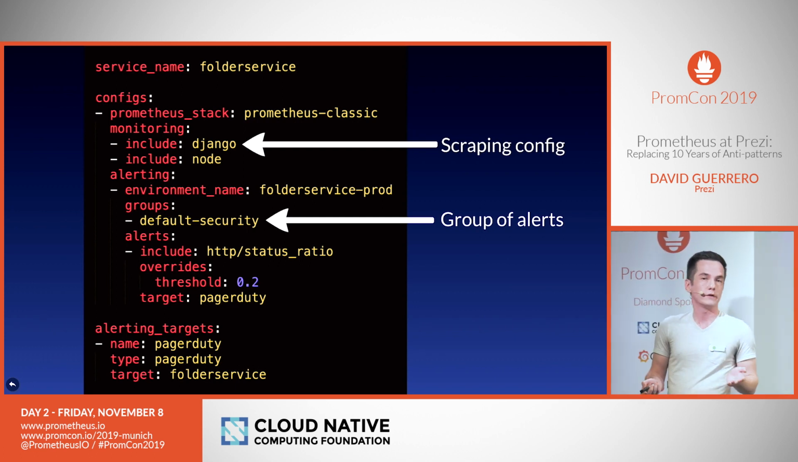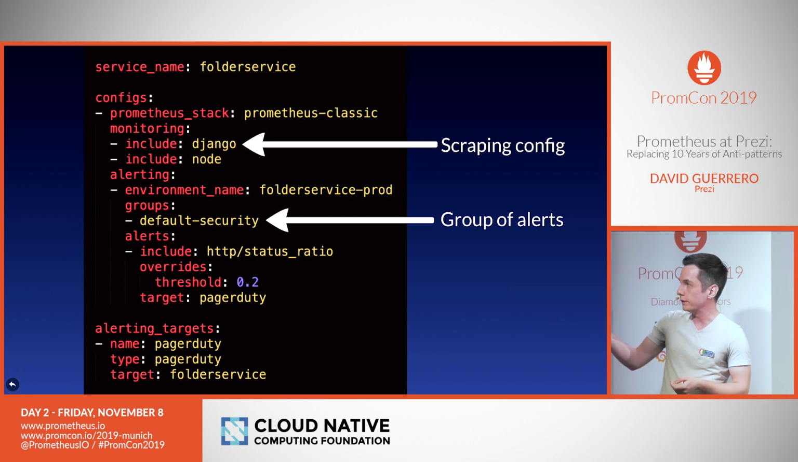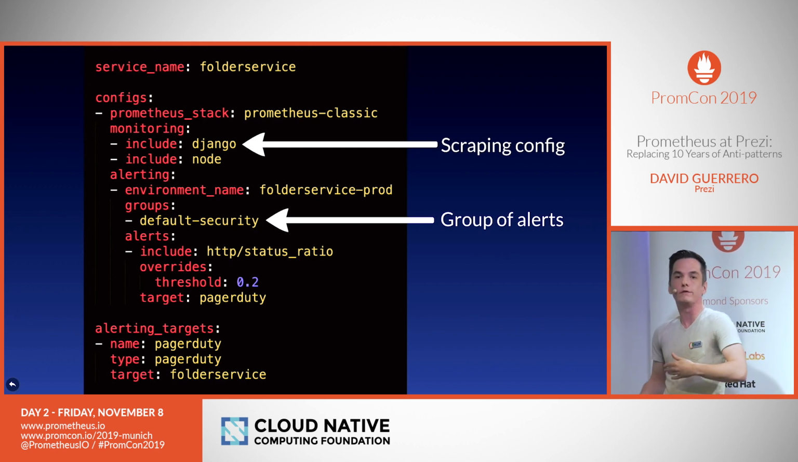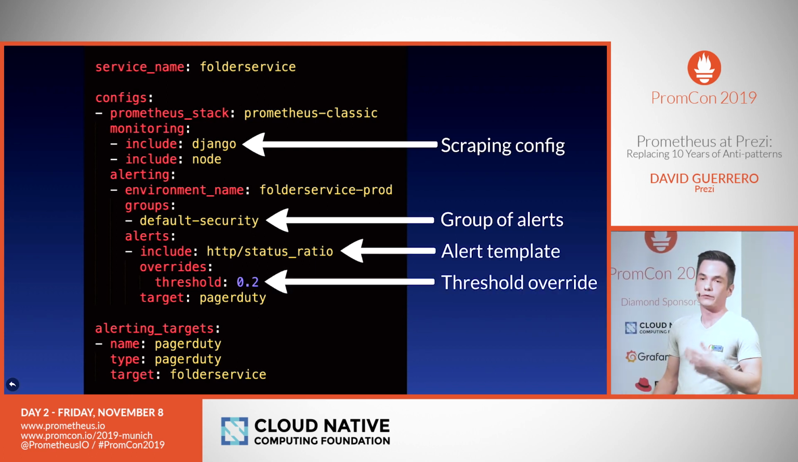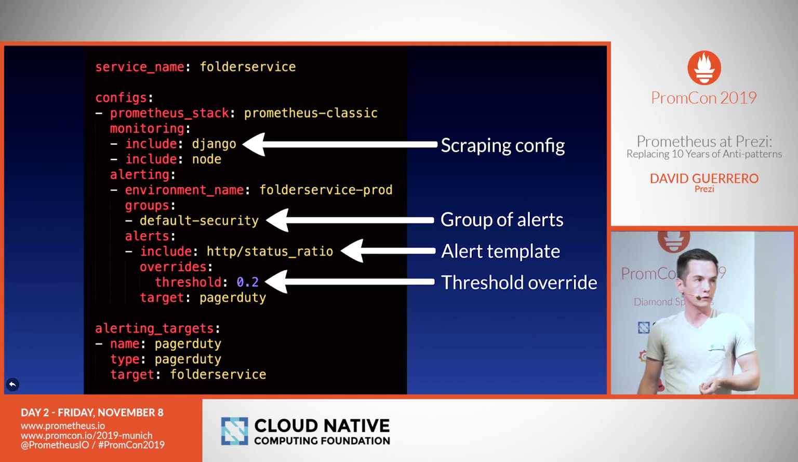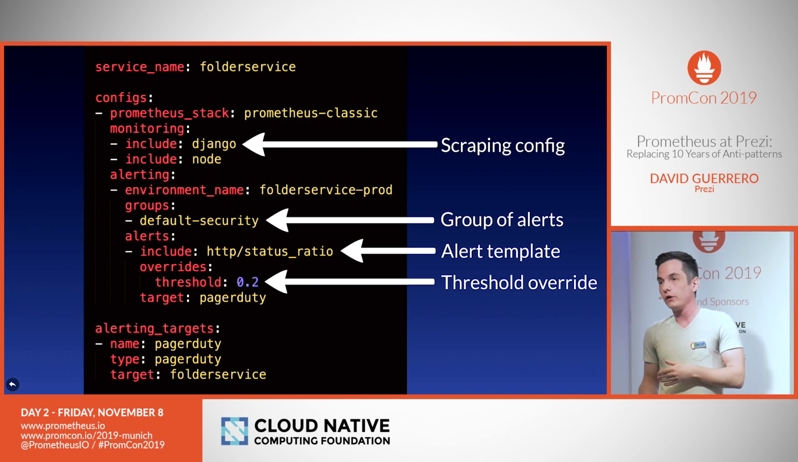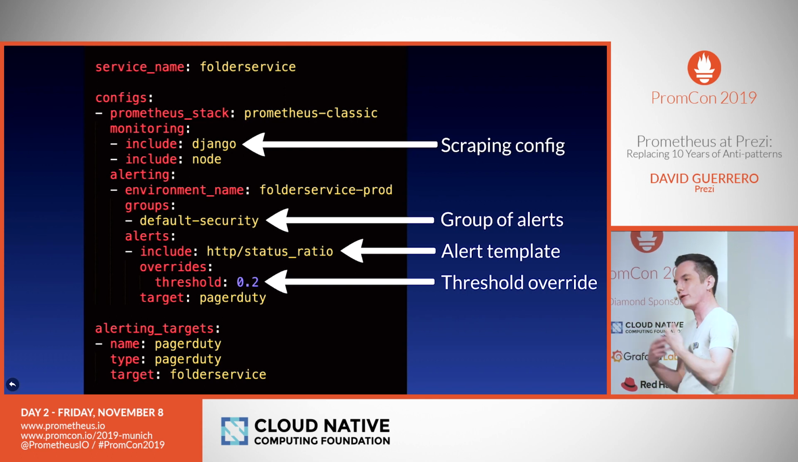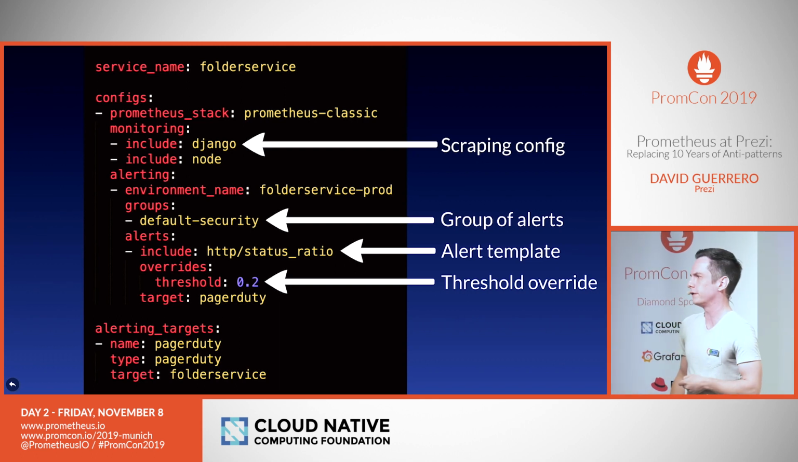So we have a group of alerts here because, for example, for the security alerts, that's pretty useful because if you then add a new alert to that group, every service using that group of alerts will have this new alert. And you can also include alerts one by one and override thresholds if you need. So we provide alerting templates. We don't let people really write their own alerts. We provide templates for them, and they can override some thresholds if they want.